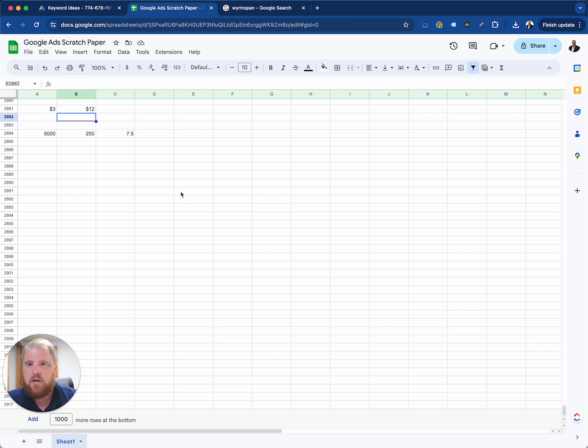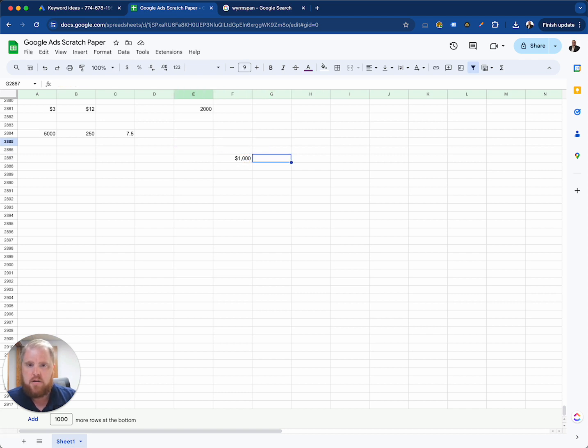And if we are paying, so we've got 250 clicks at an average of, let's say, between $3 and $12. Let's just call it $8. That's $2,000 a month in ad cost. And our social media management really kind of starts out around $1,000 a month.